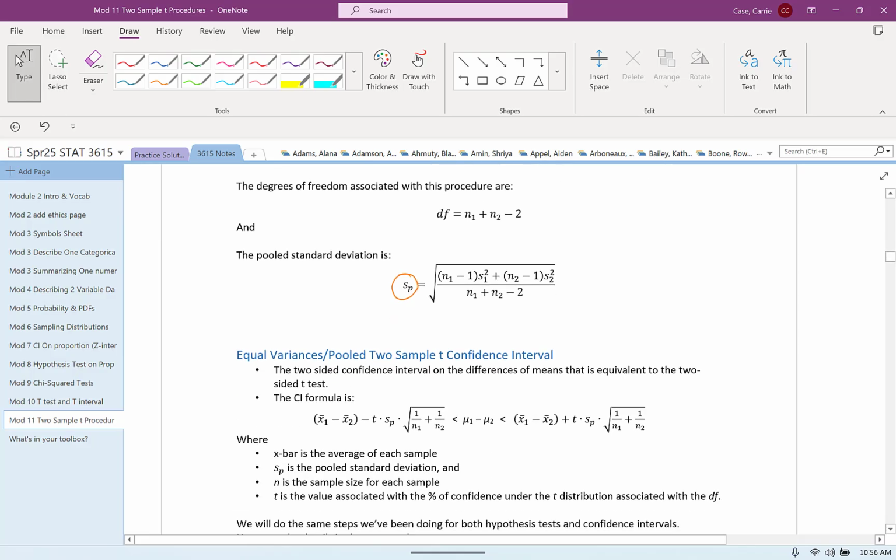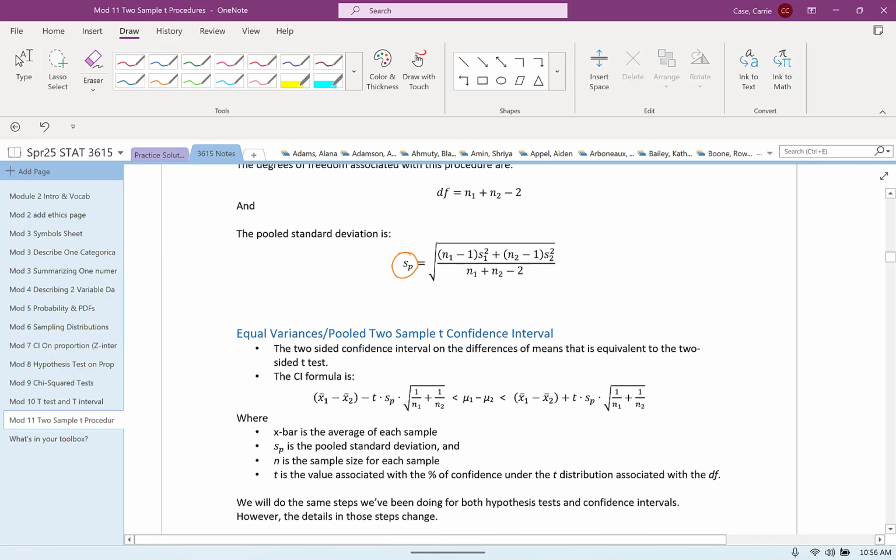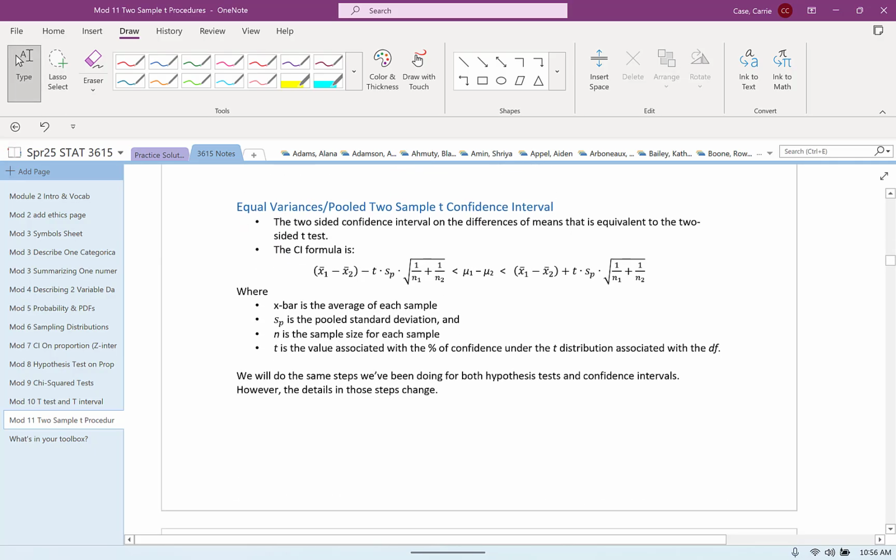The pooled standard deviation is equal to the square root of the quantity n1 minus 1 times the variance of group 1 plus n2 minus 1 times the variance of group 2 over n1 plus n2 minus 2. And of course, we're not going to calculate any of these things by hand. We're going to let R do it for us.